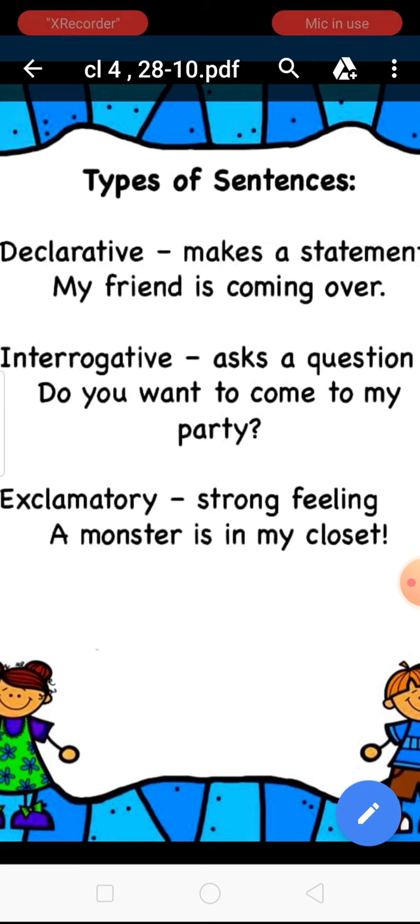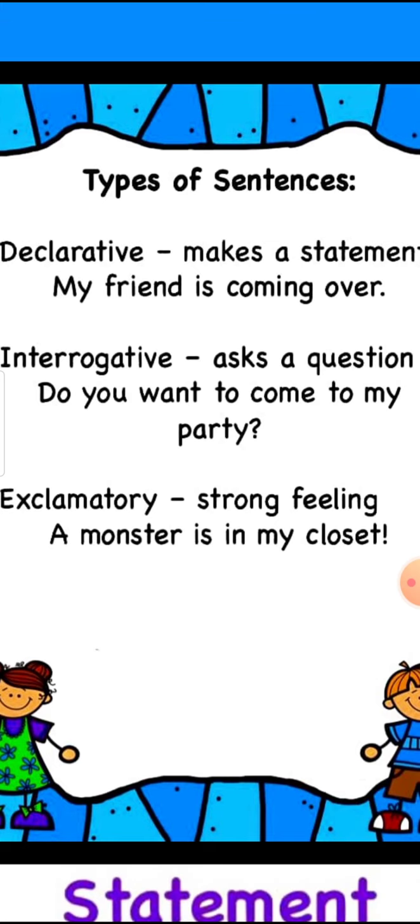Declarative sentences are also known as statement type of sentences, or we can say assertive sentences.